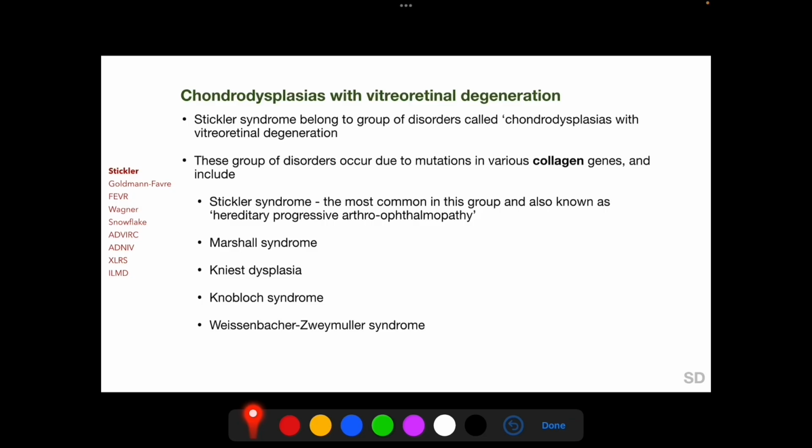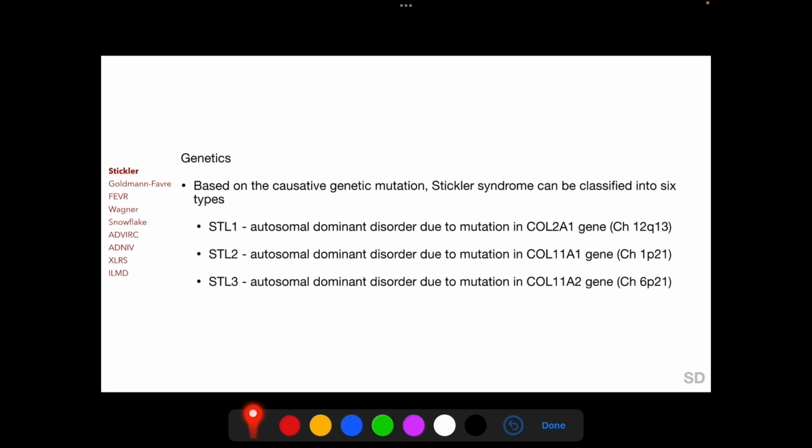The first group of disorders we are going to discuss are chondrodysplasias with vitreoretinal degeneration, among which Stickler syndrome is the most common. This group of disorders occurs due to mutations in various collagen genes and includes 5 entities, among which Stickler syndrome is the most common. Stickler syndrome can be subclassified into 6 types, with each type being due to mutation in a different gene, and the collagen genes whose mutations cause Stickler syndrome include collagen 2, collagen 11, and collagen 9.